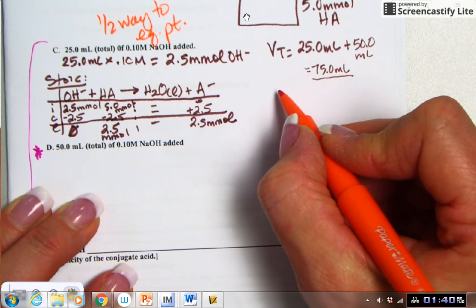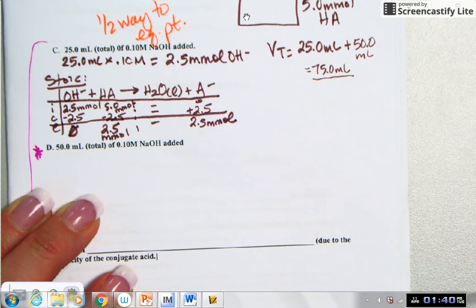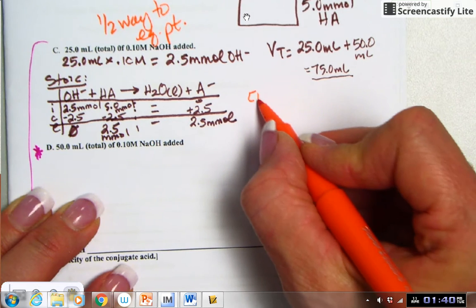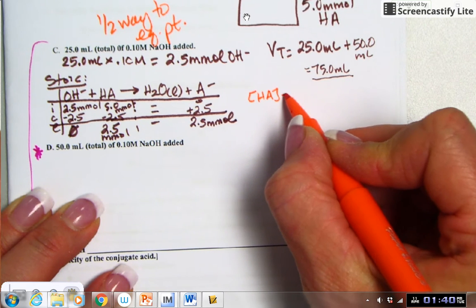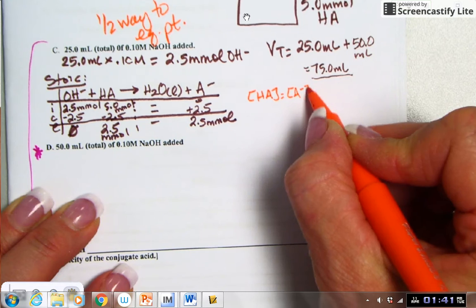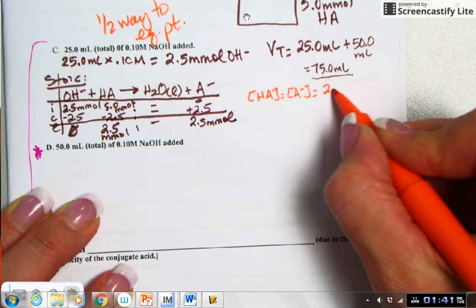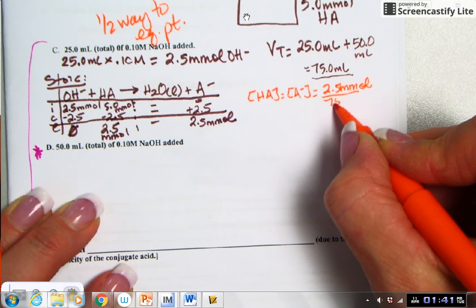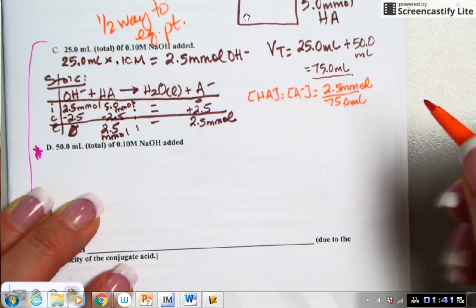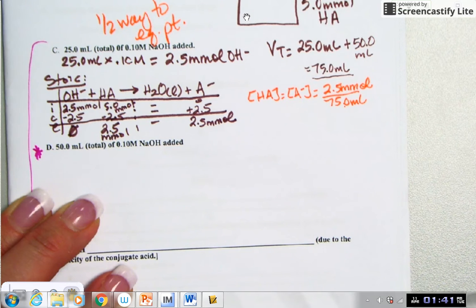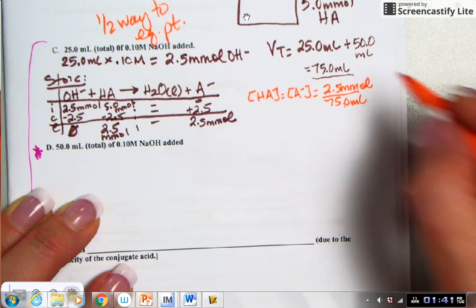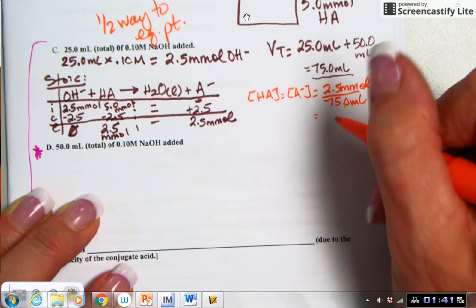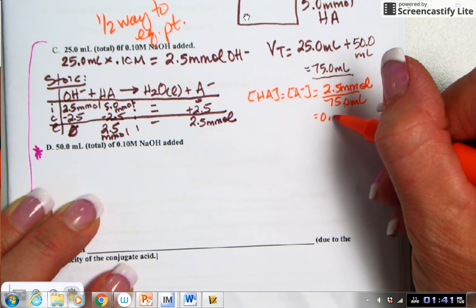So if you go ahead and get your new concentration, the concentration of HA in this case is going to be equal to the concentration of A minus, which is 2.5 millimole divided by the 75.0 milliliters. And of course, we kind of know what's going to happen here, but just to keep the continuity of the problems, 2.5 divided by 75, we have our concentration is going to be 0.033 molar.